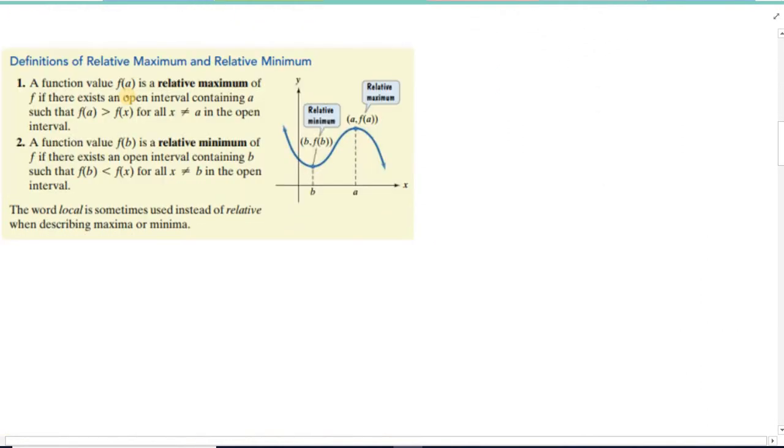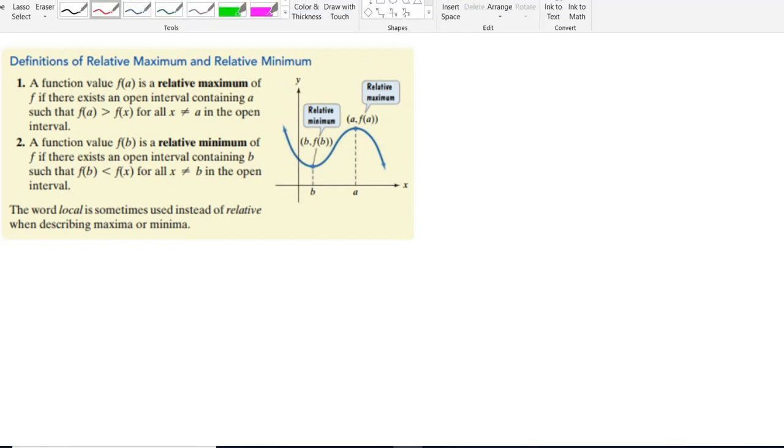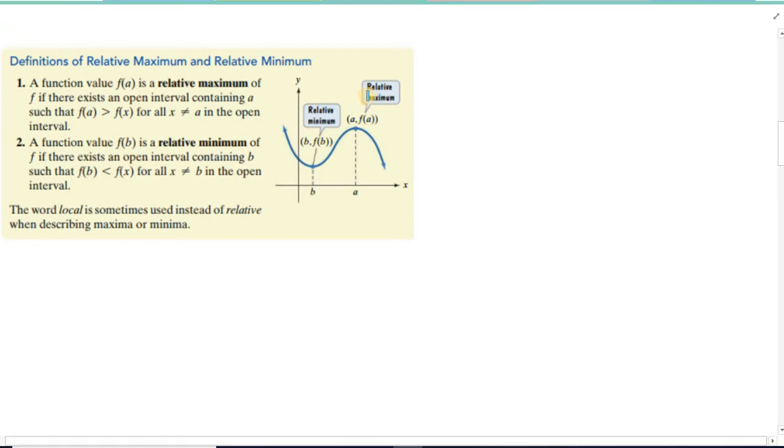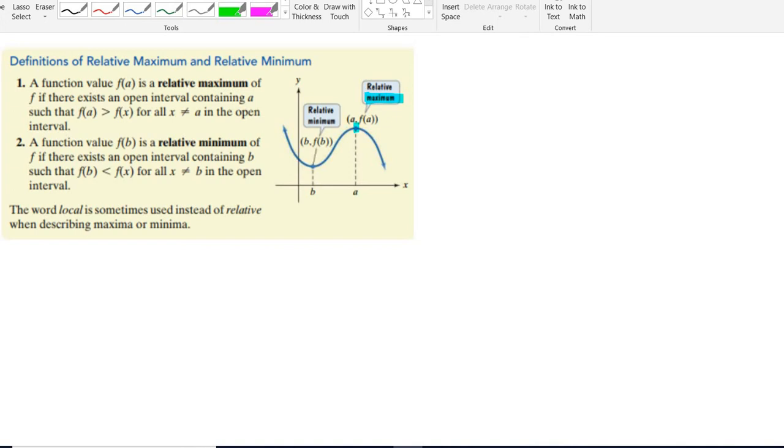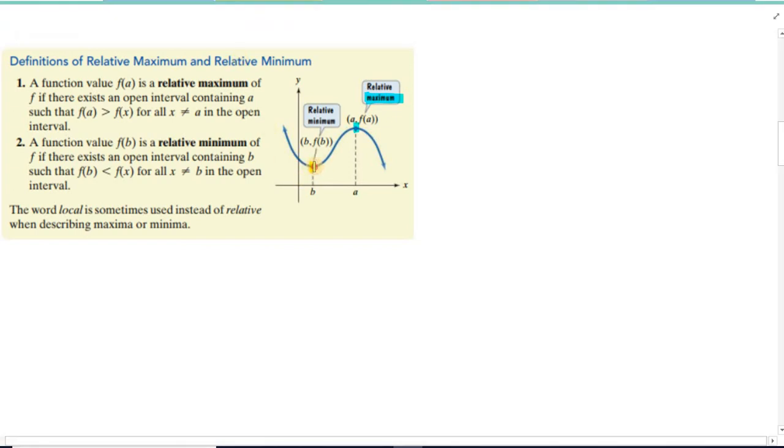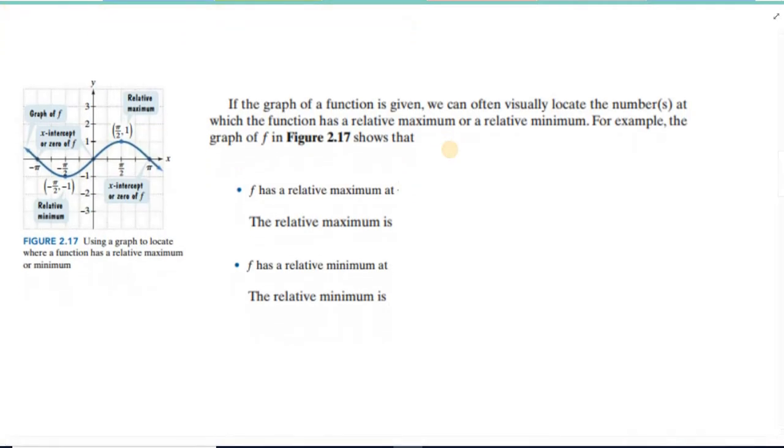Let's look at the definition of relative maximum and relative minimum. Please pause this video and go ahead and read this. The easiest way to remember is just look at the graph. Okay, so we have relative maximum. If you look right here, that is the relative maximum from this graph. Perhaps you can read the formal definition, but we don't have to prove anything. We're just going to learn how to use it. So this point is the relative minimum. So here we have an example. I'm giving you a graph.